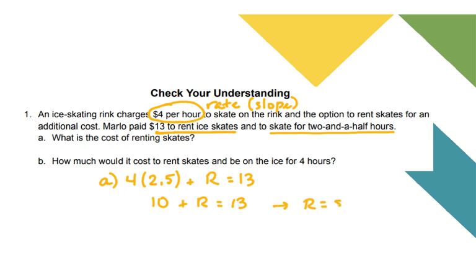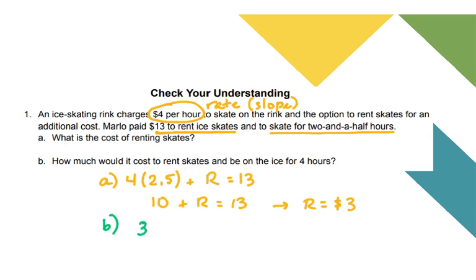Well, it's got to be 3. And we're talking about money. So $3 to rent. Cool. So now let's see if we can use that to answer part B. So part B wants to know how much would it cost to rent skates and be on the ice for 4 hours. So our cost is going to be renting the skates.